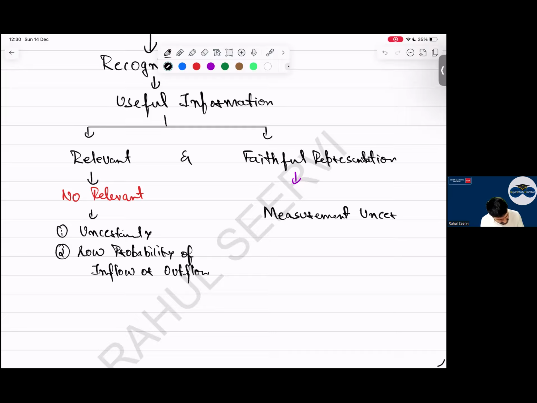Measurement uncertainty. Yes, sir. Sir, what is the uncertainty regarding relevance then? In relevance, there is an uncertainty, right? What does this mean? Whether it will exist or not? Yes or no? Existence. Okay. This is about existence. This is about measurement, beta.